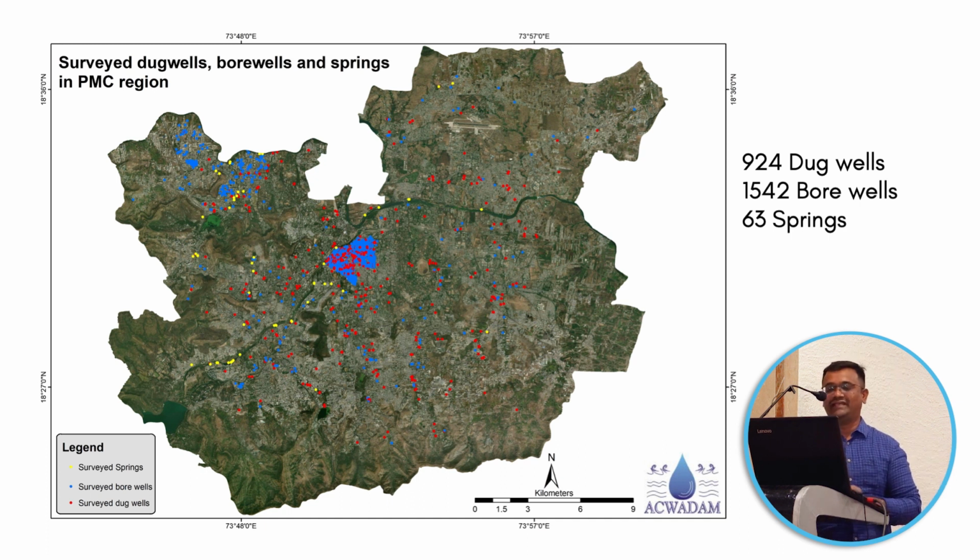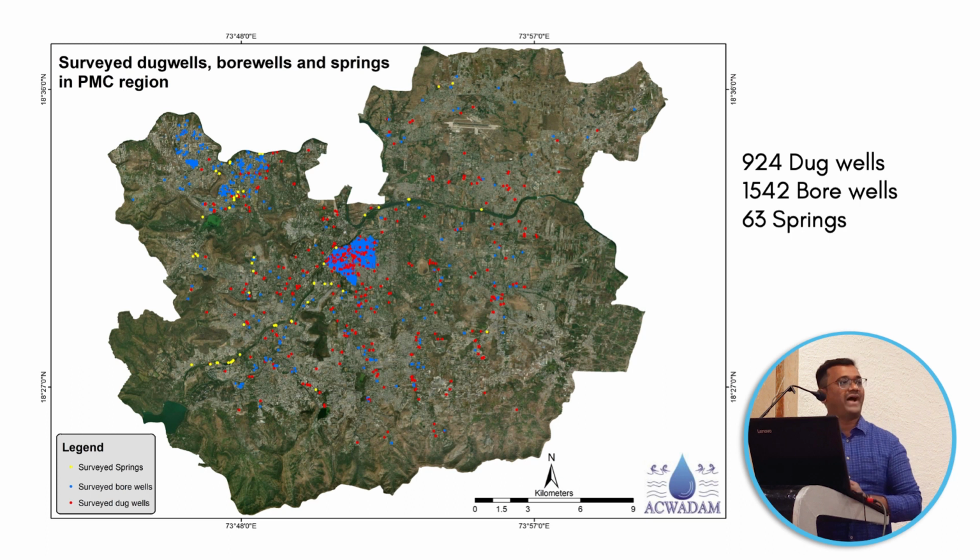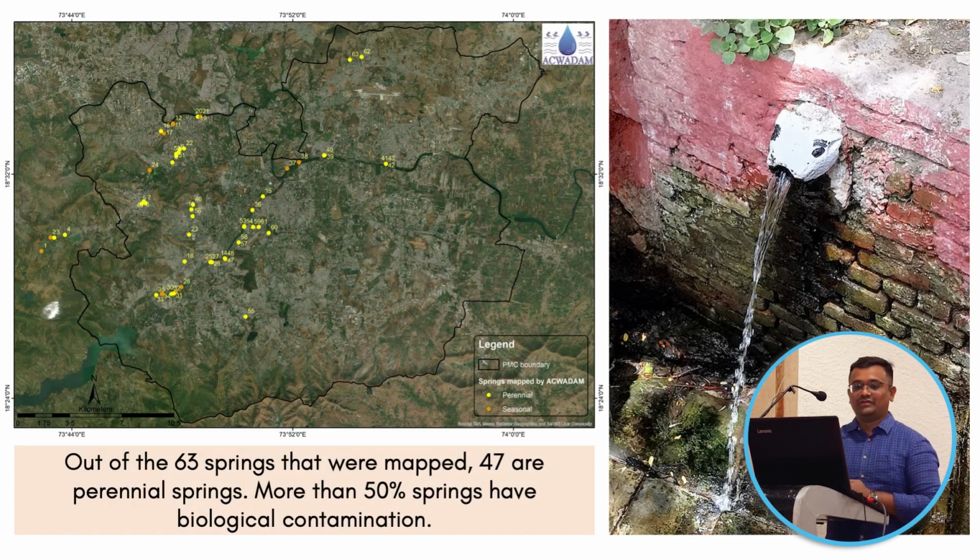When I say that we undertook this survey, it is with the help of Bhujal Abhiyan, CE and many other interns from many colleges. We did a pilot survey across Pune city, and we inventoried 924 dug wells, more than 1,500 bore wells and around 63 springs. Springs are also a part of groundwater.